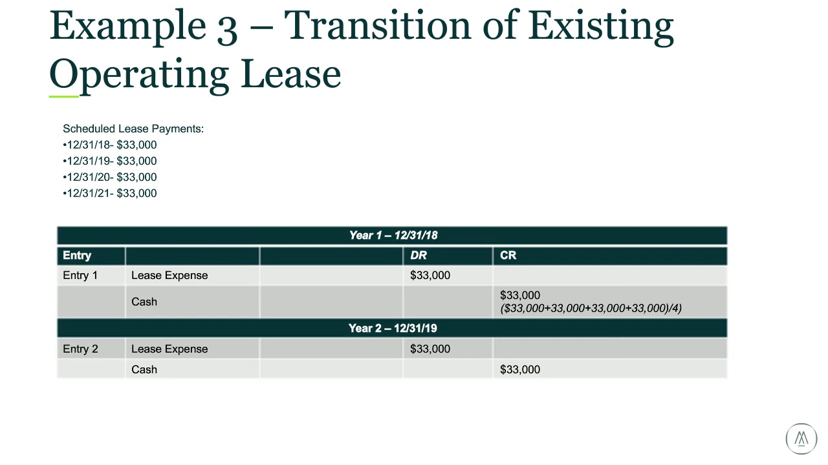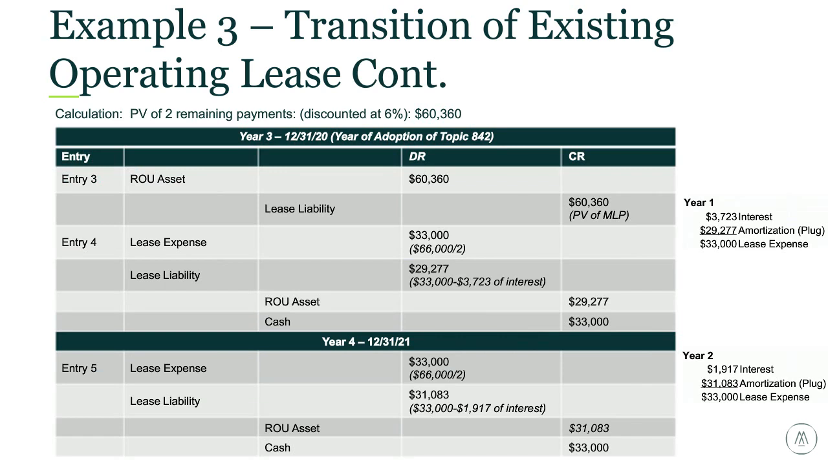Second year, same thing, lease expense of $33,000, reduce it for the cash. Now we get into year 3, and this is when we're adopting the new standard. So what you do is I have 2 payments left, 2 $33,000 payments left. And those payments now have to be capitalized. So the remaining payments on the life of the lease, if you're right in the middle of a transition, get capitalized, just like we did in the last standard.